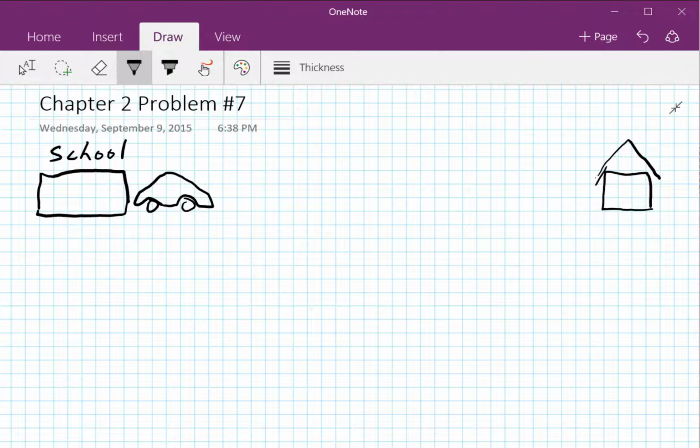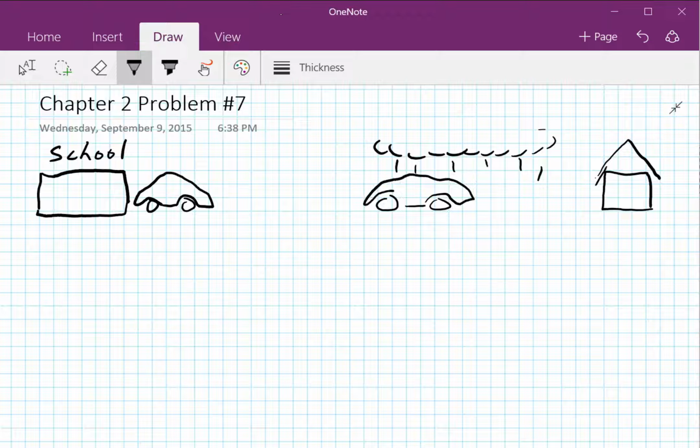And between the school and the house, there was a location where the car came into a cloud. It was raining and had to slow down as a result. So you've got some raindrops here, and at some point, the car gets to this location. Okay, that's basically the diagram that you need.